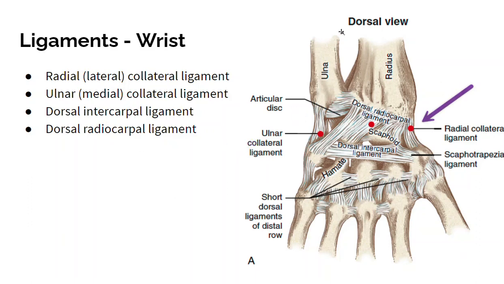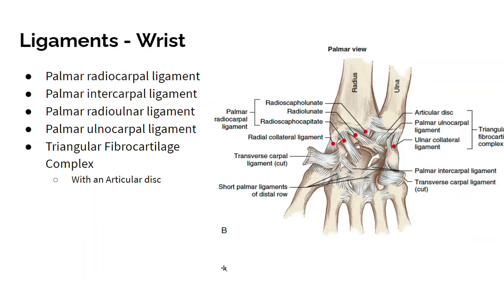This is a dorsal view, so kind of the back of your hand view. And so we have the dorsal intercarpal, so between carpal ligaments, kind of pushing those together. And then we have the dorsal radiocarpal ligament from the radius to the carpals. Again, it may seem overwhelming, but ligaments are pretty straightforward because their names are just what they're attaching.